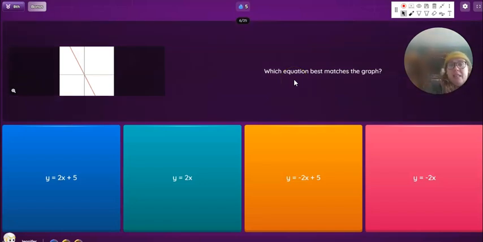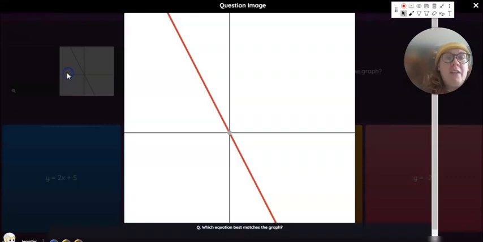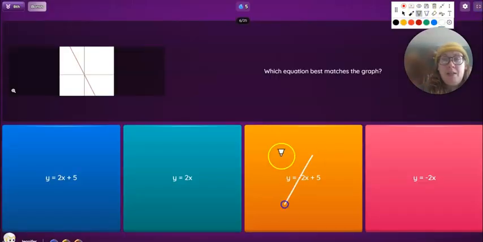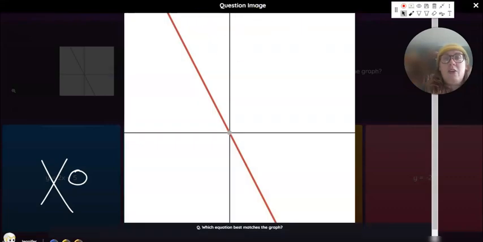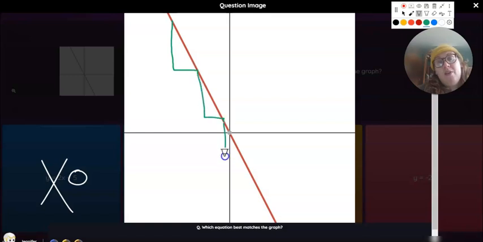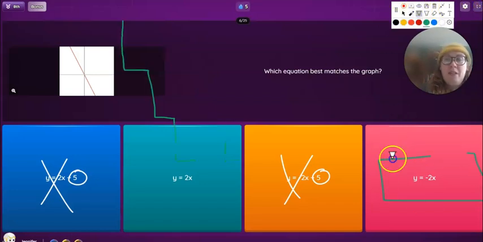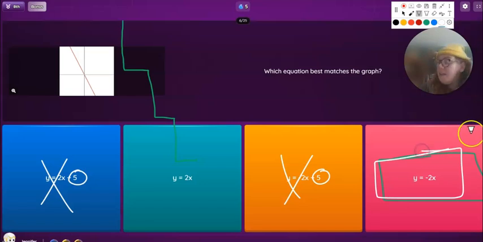For this next one, similarly, if we look at the graph again, our y-intercept is 0 again. It is crossing that y-axis at that 0 value, which means it cannot be these two, because they both have a y-intercept of 5, which is too high. Now this slope, though, is going from left to right, down and over, down and over. So this is a negative slope. So that's why for this one we're going to choose y equals negative 2x. Negative slope, 0 y-intercept.